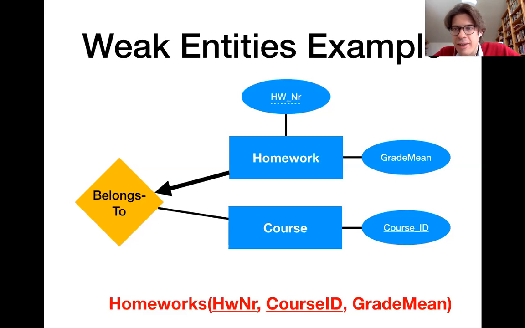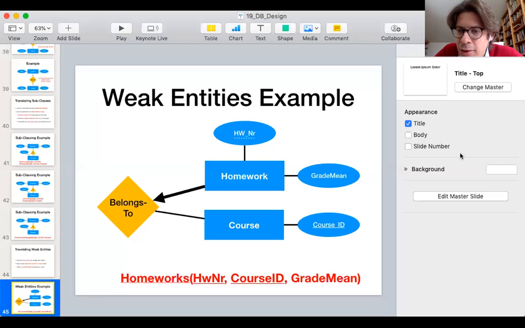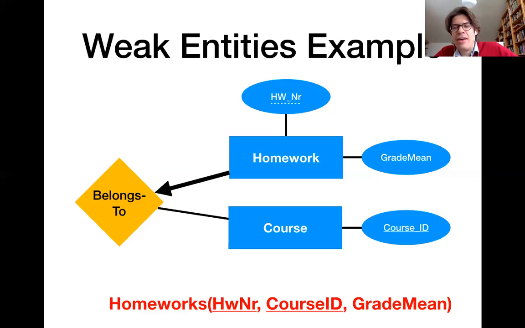All right, here is a little bit more detailed example. It is exactly the one that I mentioned. We have homeworks which belong to courses. The homework itself has a homework number, but that is not a complete key. It becomes a complete key if you combine the homework number with the course ID. And here on the bottom of the slide, let me quickly rearrange something. On the bottom of the slide, you see the corresponding relation. It has a homework number and course ID, and both together form the primary key of that relation. We also have a grade mean for that homework.